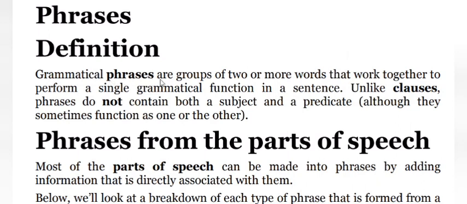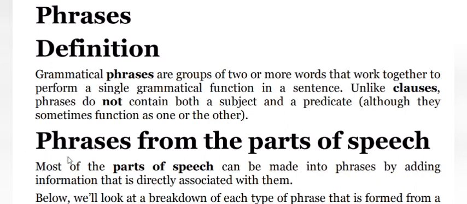Grammatical phrases are groups of two or more words that work together to perform a single grammatical function in a sentence. They are formed from two or more words, but they perform a single grammatical function in a sentence. Unlike clauses, phrases do not contain both a subject and a predicate, although they sometimes function as one or the other.